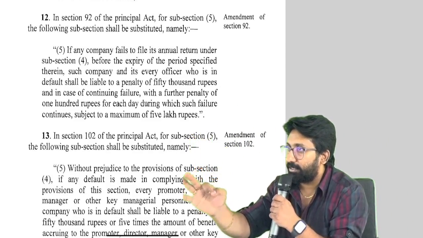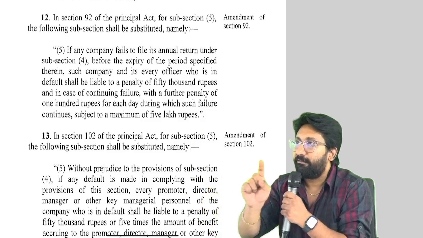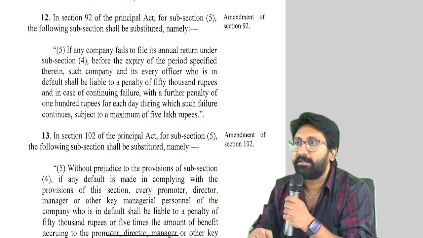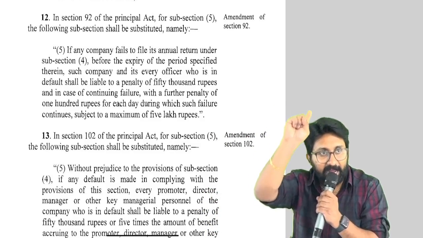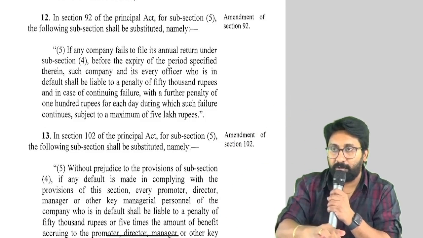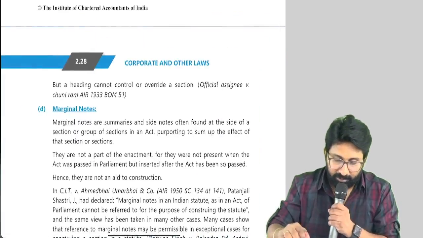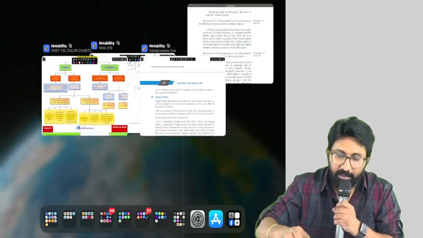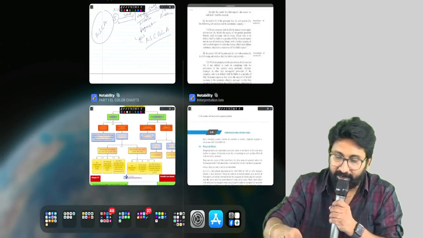I will ask one question. Tell the correct answer. Will it be forming part of the main act? Will marginal notes be there in the main act? No, they will not be there. They will be found only in the amendment notes, etc. Okay? That's what even the study material wanted to convey. Hopefully everyone understood the logic behind it.